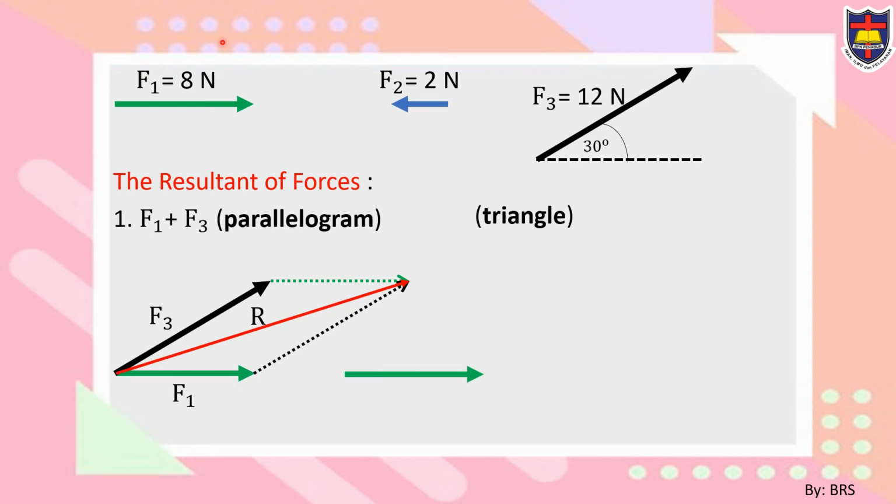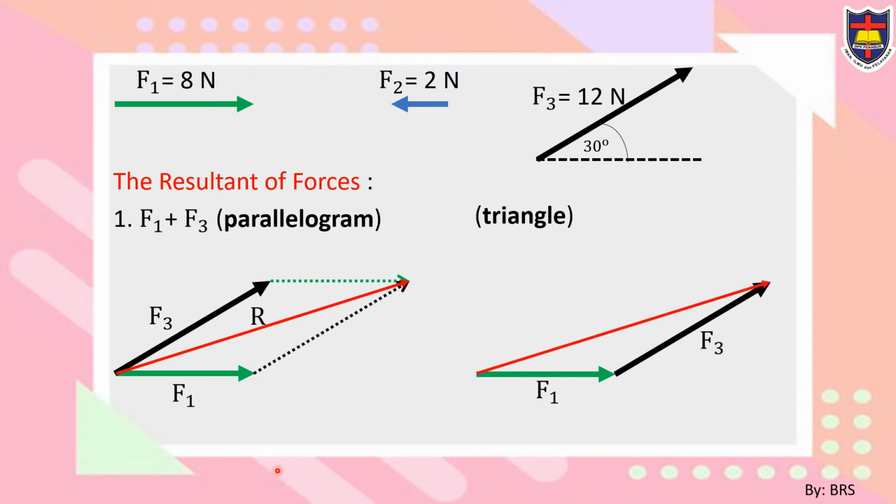Next, by triangle method. Draw the F1 8 cm to the right, and draw F3 with the tail of F3 to the head of F1, and the resultant is the line from the tail of F1 to the head of F3. The red vector is the resultant.